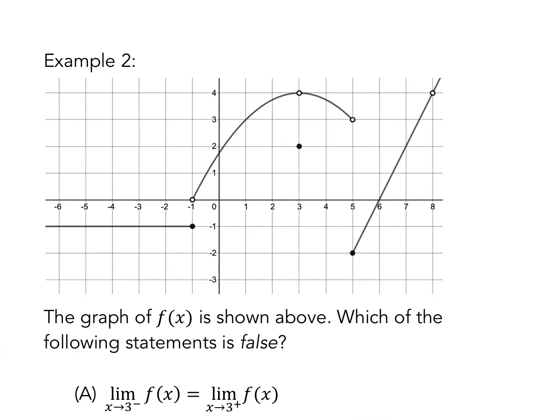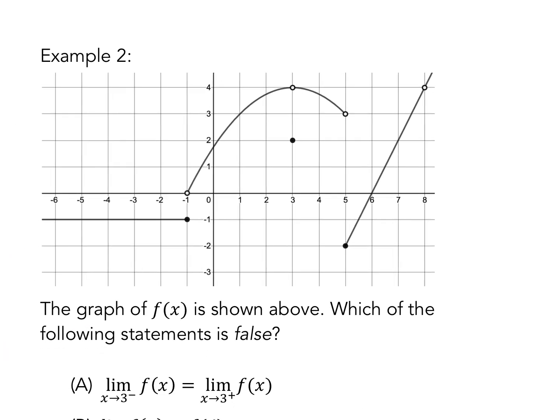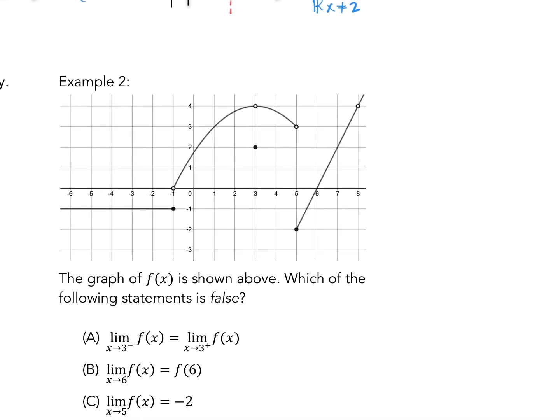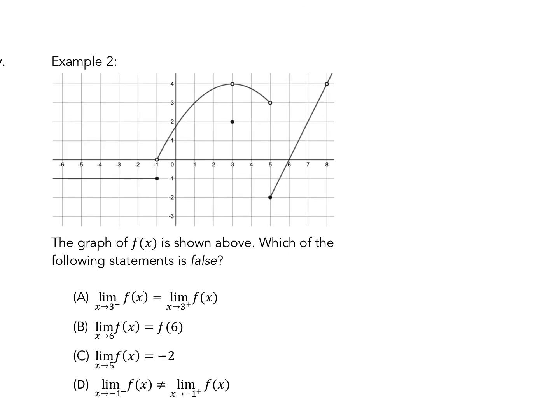Another way you'd be asked about this question is to analyze a graph. Which of the above statements is false? So this would be a multiple choice question. So we're going from one show-your-work and then one multiple choice. So they're asking you, can you read a graph? The first one is asking if the left and the right hand limits equal each other at 3. What would you say about that?